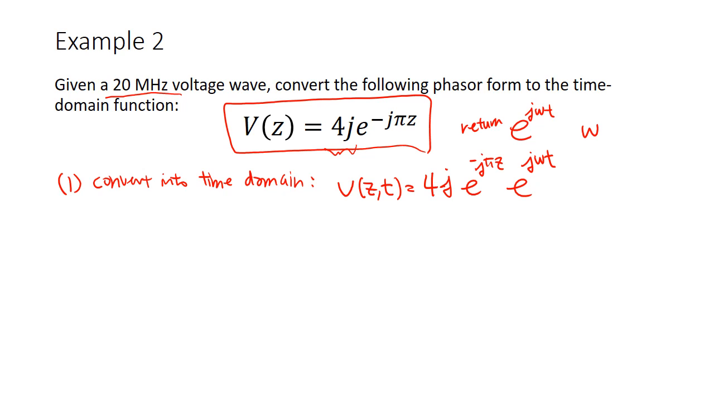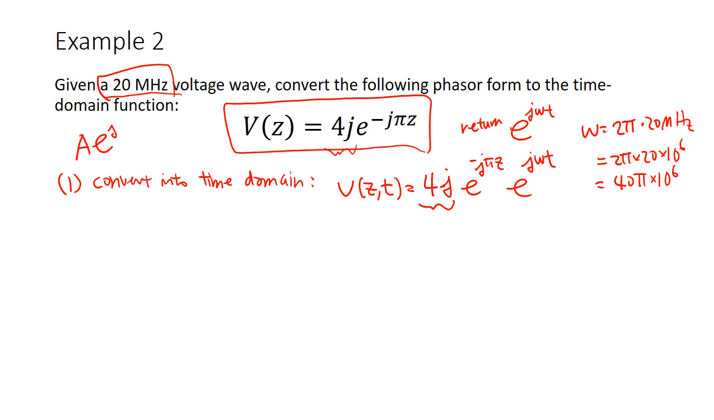and the problem had defined over here that omega is going to be equal to 2 pi times 20 megahertz, which is going to be equal to 2 pi times 20 times 10 to the 6, which is 40 pi times 10 to the 6. Now note that this term is not just a clean amplitude. We ultimately want to get everything to just look like e to the j theta so that we can use Euler's rule and convert it into the sinusoid form.